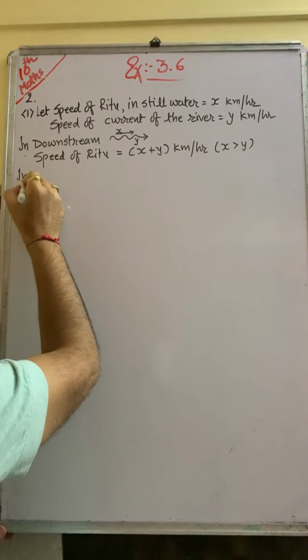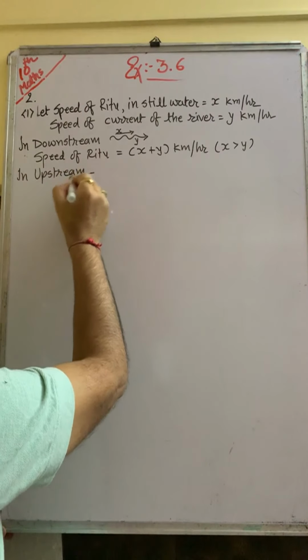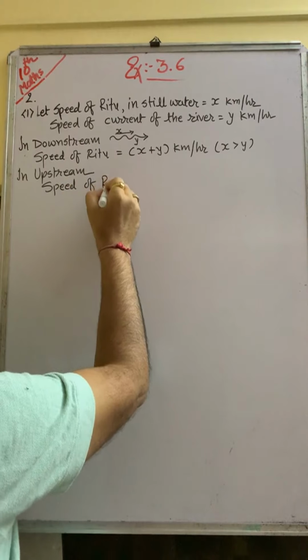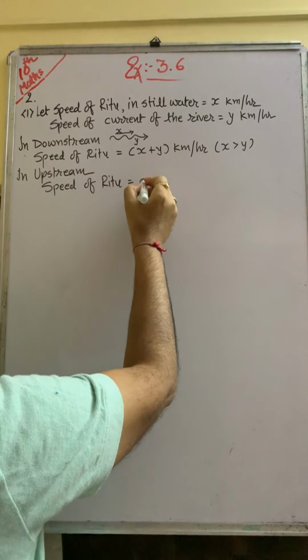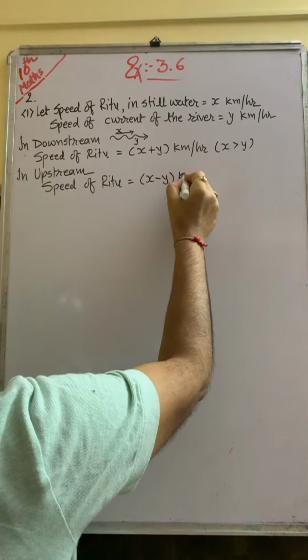And in upstream, the speed of Ritu decreases, it is x minus y kilometer per hour. Okay? Now a very simple statement is given.